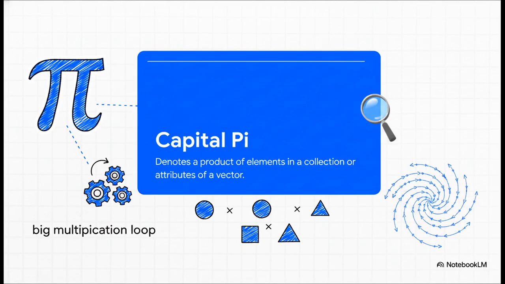And right alongside sigma is its sister symbol, the capital pi. If sigma means add, pi simply means multiply. It denotes a product of elements in a collection or the attributes of a vector. So if sigma is your big addition loop, pi is literally just a big multiplication loop. See? Not so scary. We're just combining our basic alphabet into simple words now.